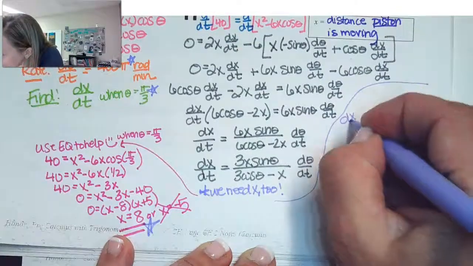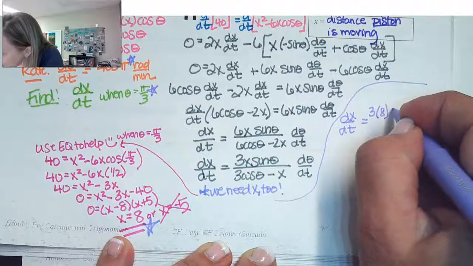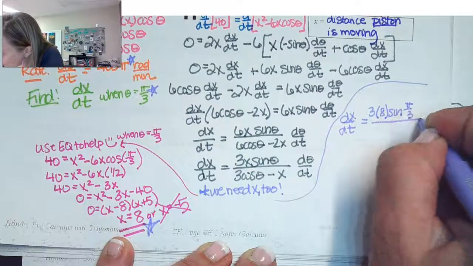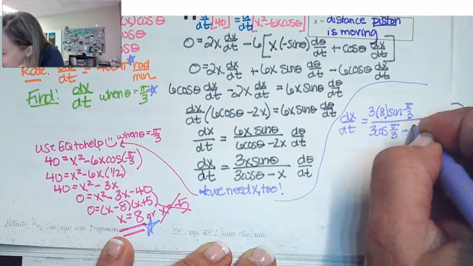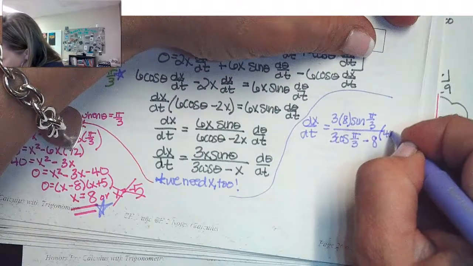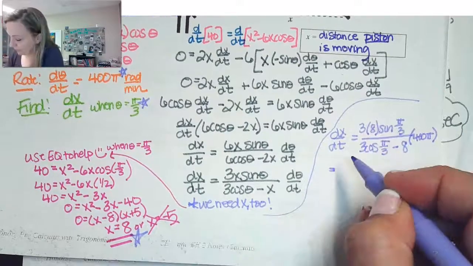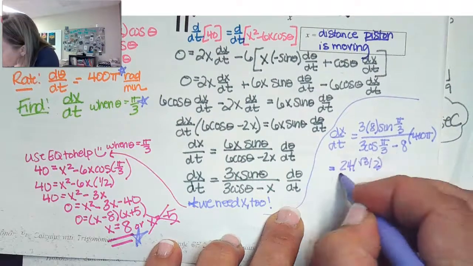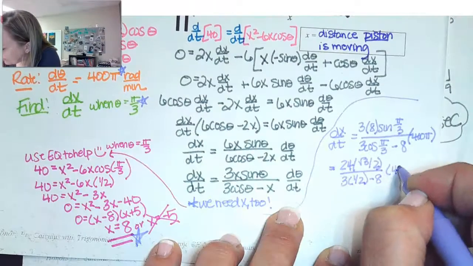So dx/dt is going to be 3 times x, which is 8, times the sine of theta, which is pi thirds, over 3 times the cosine of pi thirds, minus x, which is 8, times d theta/dt, which is 400 pi. And then we just keep going there. So this is 24 times root 3 over 2, over 3 times 1/2 minus 8, again times 400 pi.